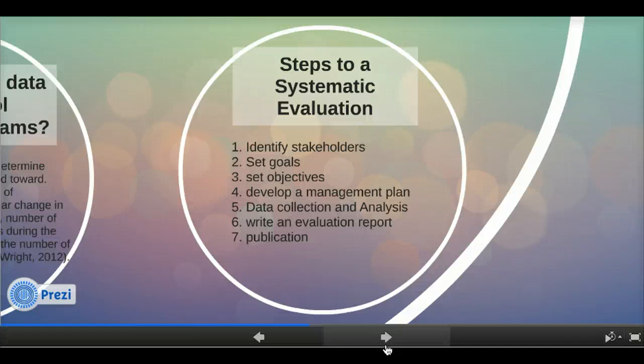In the process of evaluating an educational program, such as school counseling activities, there are 7 basic steps. These start with the identification of stakeholders, then the setting of goals for the evaluation. Next comes the establishment of evaluation objectives and the development of a management plan to achieve those goals. The next step includes collection and analysis of appropriate data and using the analysis to write a final report. The final step is the dissemination of the result of the evaluation.